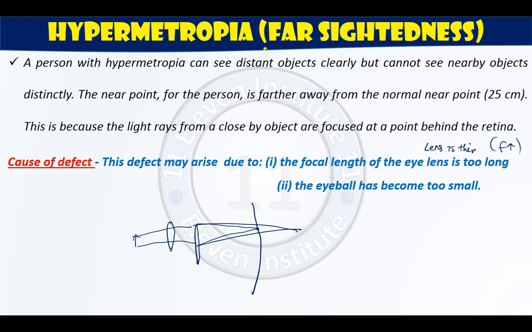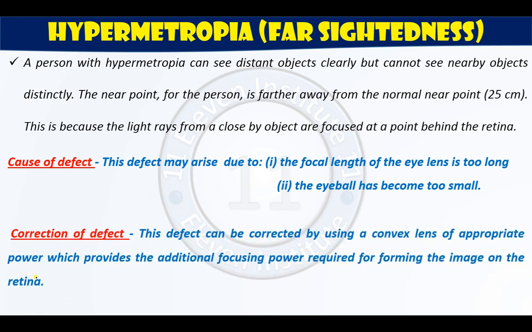So such a defect is corrected with the help of a convex lens of suitable focal length. Right? The defect can be corrected using a convex lens of suitable focal length or power, such that the image is now not formed behind the retina, but the image is formed on the retina. I hope this is clear to you. So this is about farsightedness.